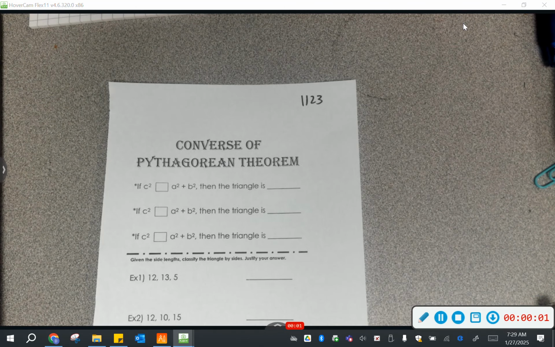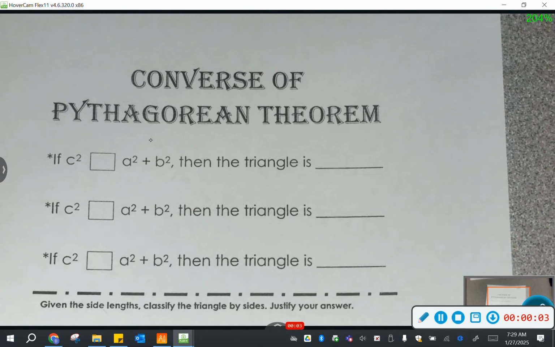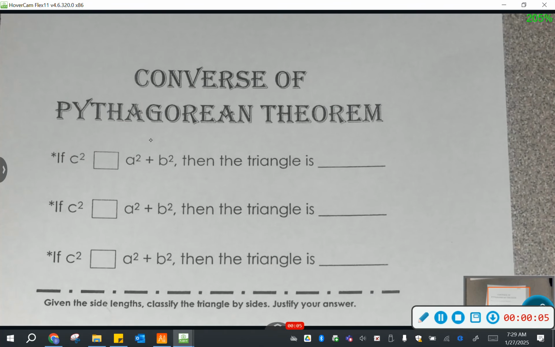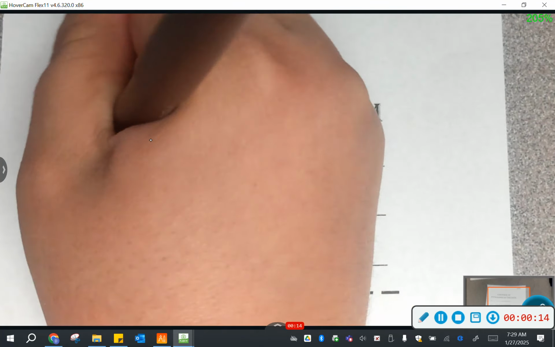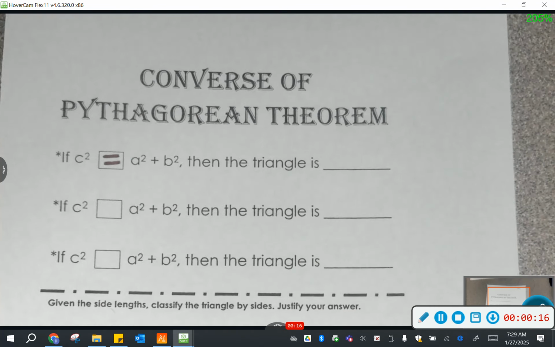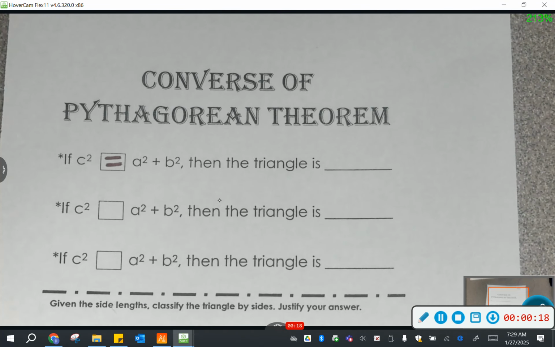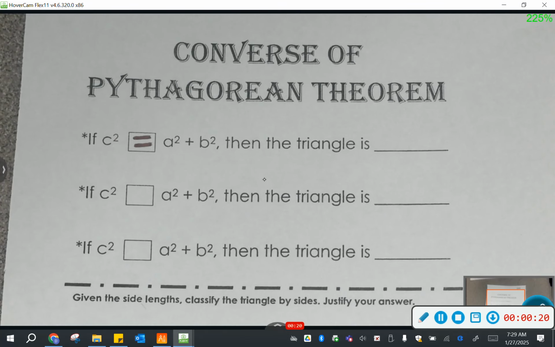The converse of Pythagorean theorem. Remember, let's remind ourselves from last semester, what does converse mean? Switch, right? So remember Pythagorean theorem is c squared equals a squared plus b squared. Do y'all agree with that? Okay. You can only use Pythagorean theorem if there's a right angle, if there's a 90-degree angle.